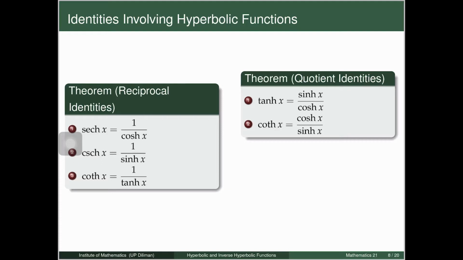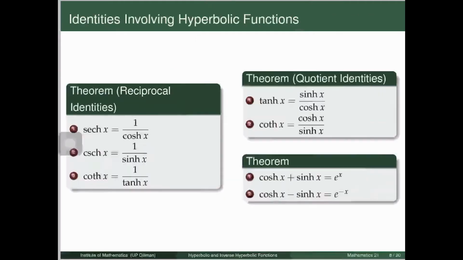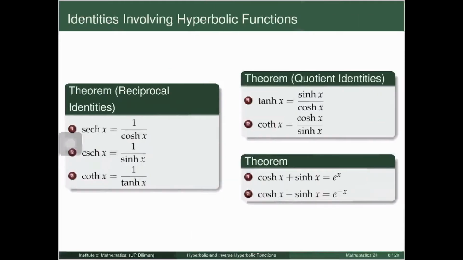So for the quotient identities, parang ang tangent x mo ay sin x over cosine x, ganun din for hyperbolic functions. So tanh x ay sinh over cosh, tapos yung coth naman ay cosh over sinh. Tapos since from the definition, medyo simple yung itsura ng hyperbolic sine at cosine natin, may extra identity tayo dito. So cosh x plus sinh x equal yan kay e to the x, at ang difference naman ay e to the minus x.